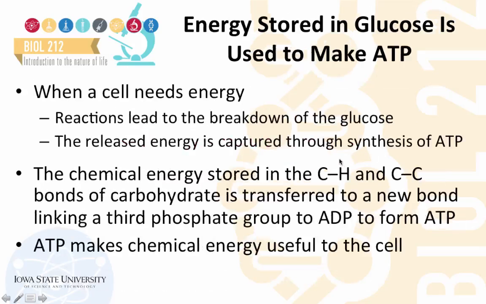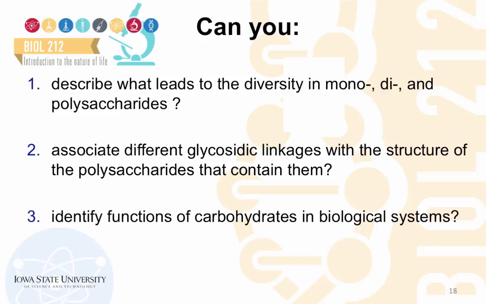So to summarize, when a cell needs energy, reactions lead to the breakdown of glucose. Energy released from this breakdown is then captured through the synthesis of ATP by a third phosphate group being added to ADP, or adenosine diphosphate. ATP makes this chemical energy useful to the cell. That concludes our section on carbohydrates.